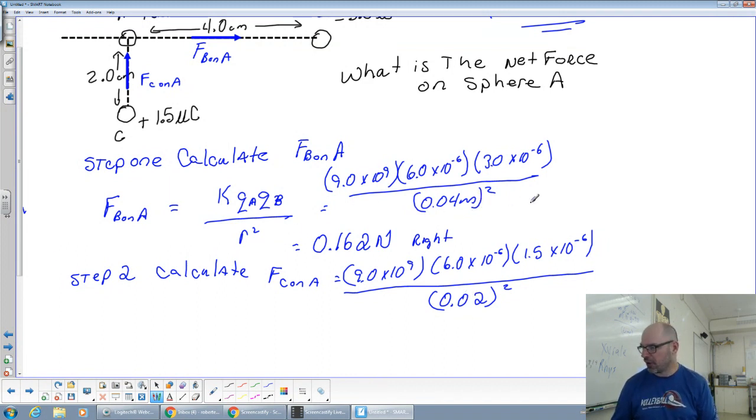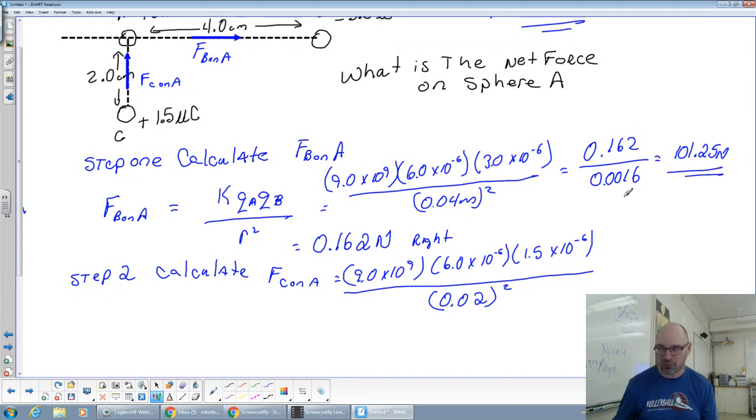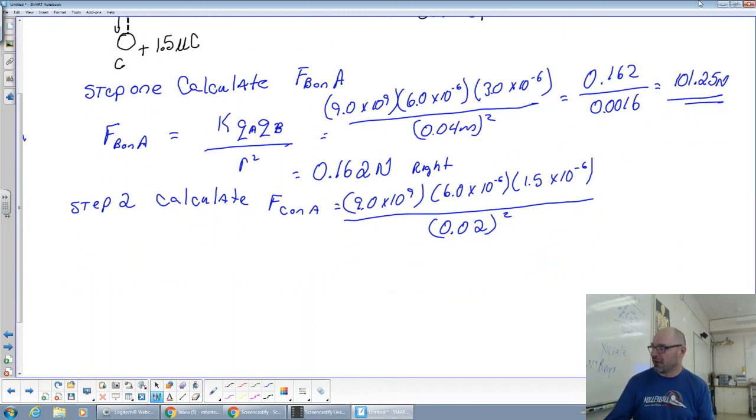Wait a minute. I think I forgot to put the square underneath here. Sorry, guys. I only did the top there. This is 0.162 over, and I forgot to do the r squared, didn't I? So let's go back and do that. 0.04 squared is 0.0016. My mistake, good thing I caught it there. I did the top one, but I forgot to do the bottom one. So 0.162 divided by 0.0016 gives 101.25 newtons. So that's our force. Sorry about that. I hope you guys were watching and going, what's he doing? But we caught it, so we have to be careful about that.